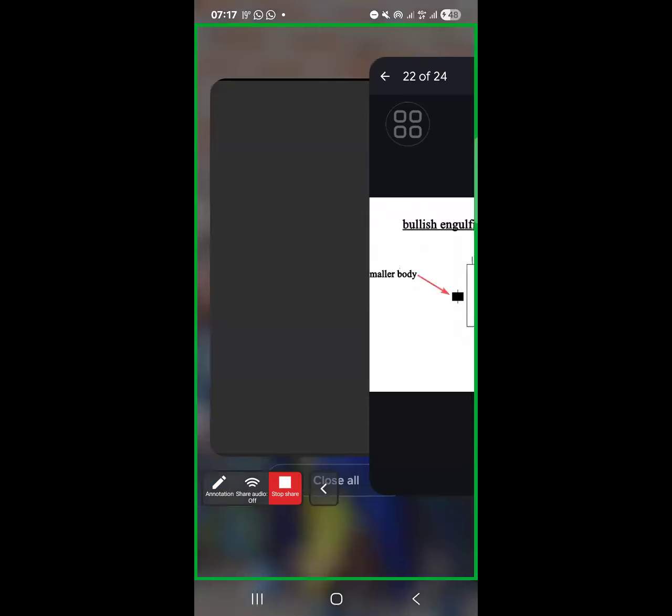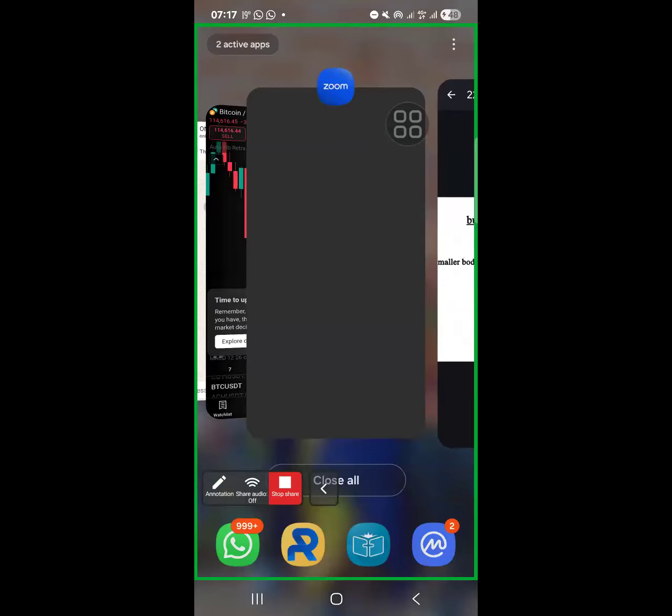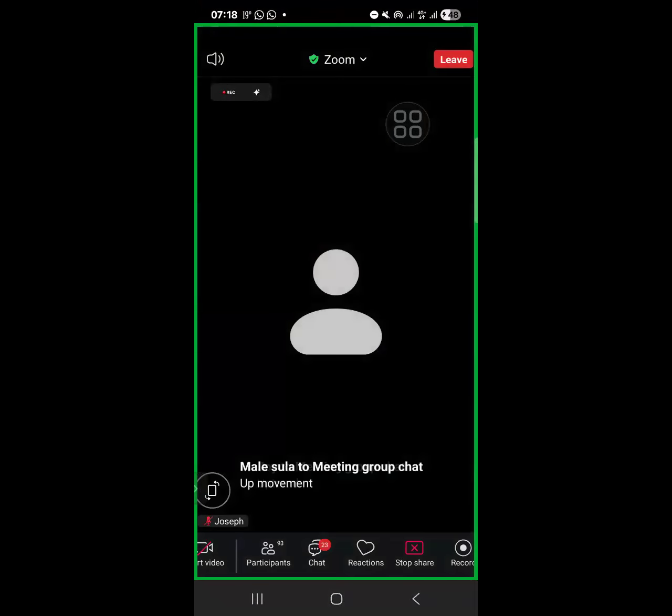Is this clear? I'm not moving very fast. I am taking time just on one chart pattern so that you are able to understand. Is this clear, guys?